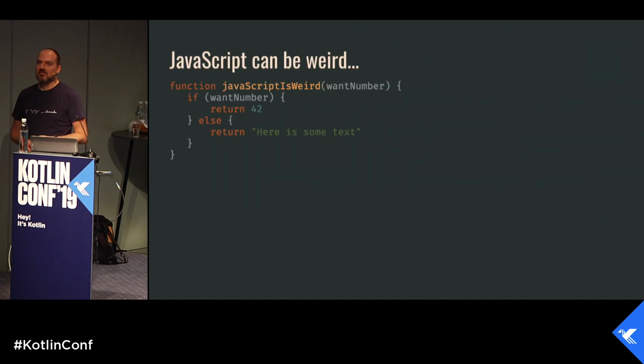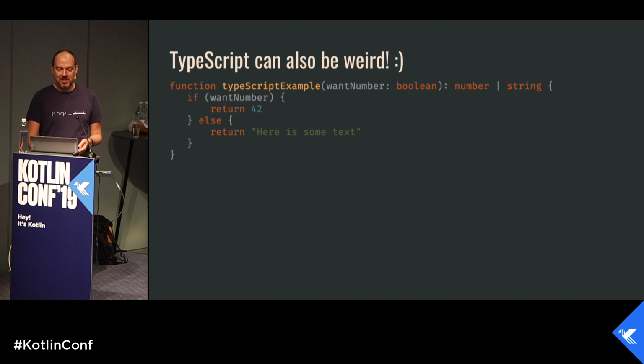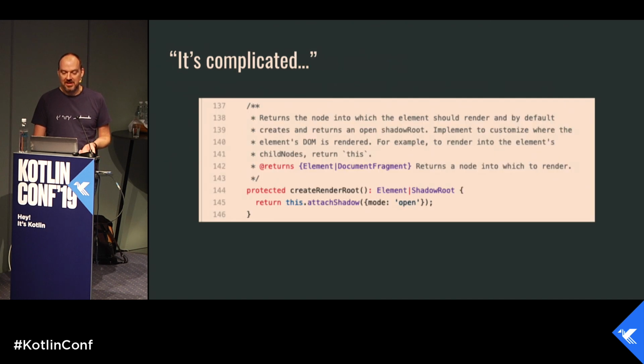But as we all know, JavaScript can be a bit weird. You can do this. This is a valid JavaScript thing. It either returns a number or a string. Now, TypeScript deals with this in a great way, using something called union types. Anyone here familiar with union types? Yeah, cool. You all know what I'm talking about. But we don't have union types in Kotlin. That doesn't exist there. So this is the challenge.